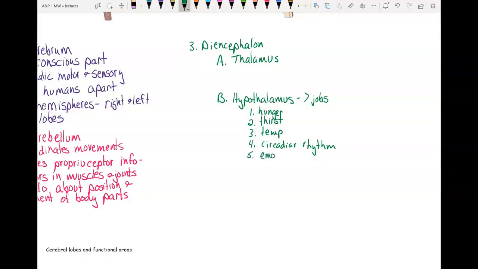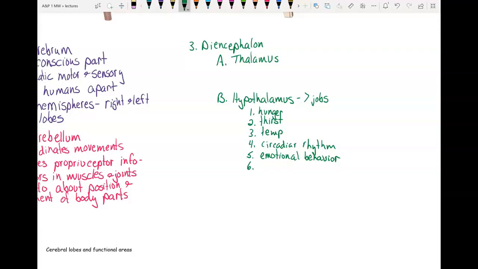It's in charge of emotional behavior. When you say that you love someone with all your heart, you're lying. You don't love anything with all your heart. Your heart is a muscle that pumps blood. You love someone with all your hypothalamus.